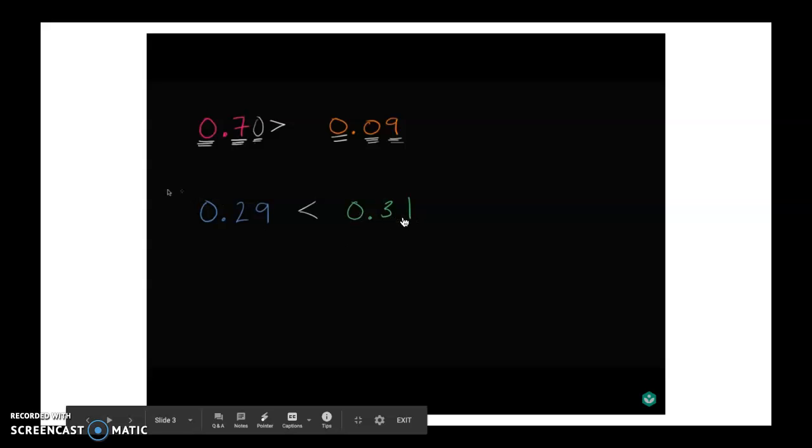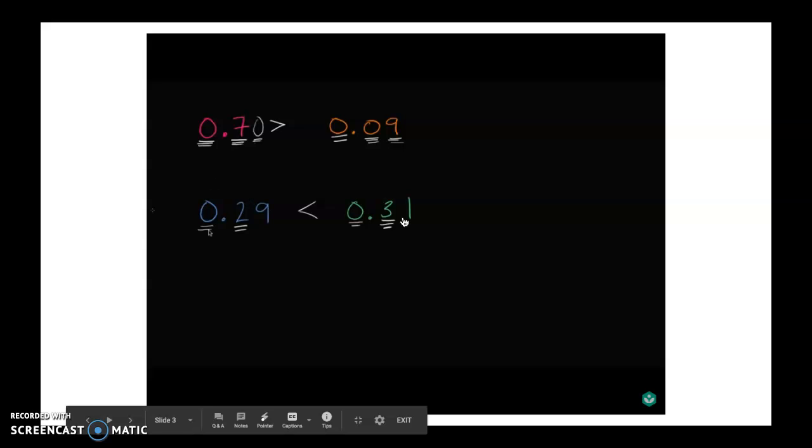Another way you could have done this is you could have looked in the ones place, say, okay, they both have 0 ones, but then you look in the tenths place, say this only has 2 tenths, while this has 3 tenths. I actually don't have to keep looking at the digits to the right of that. I could just compare this 2 tenths to the 3 tenths. 3 tenths is larger, and so I would say that 29 hundredths is less than 31 hundredths. Let's do one more, just for fun.